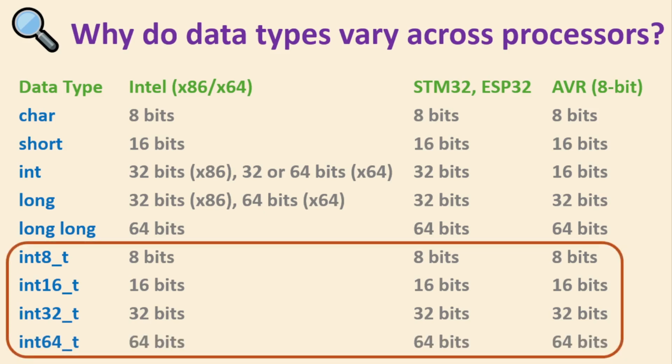For example, int8_t is 8 bits, int16_t is 16 bits, int32_t is 32 bits, and int64_t is 64 bits, no matter what processor we use. From now on, we'll use this header file to define integer variables.